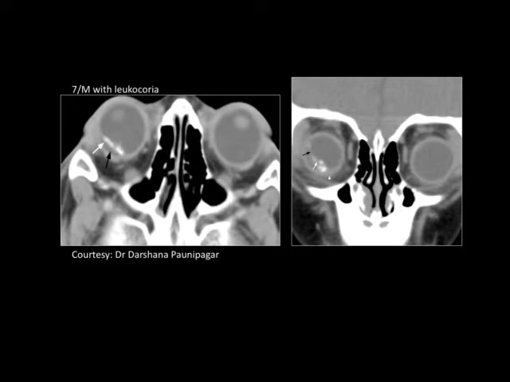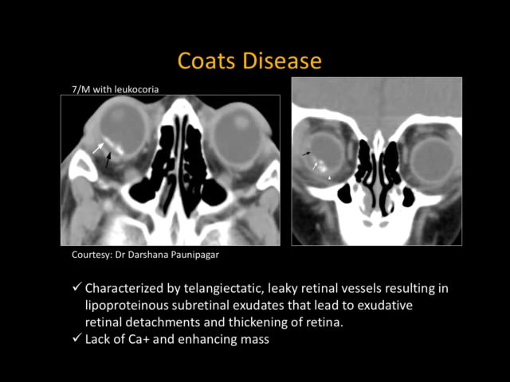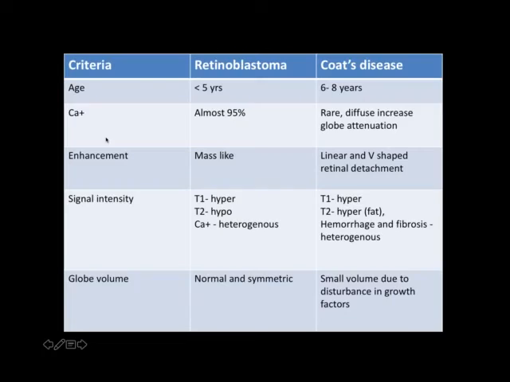So in children, this is Coats disease. Very good. So basically, what is Coats disease? It is telangiectasia. Yeah, it's actually a vascular malformation of the retina, and because of that, there is leakage of lipoproteinaceous exudates that can result in exudative retinal detachments. Usually, calcification is absent, but when there is calcification, it would be along the membrane. So you have to differentiate Coats disease from retinoblastoma because both will cause leukocoria, but here there will be absence of a mass.